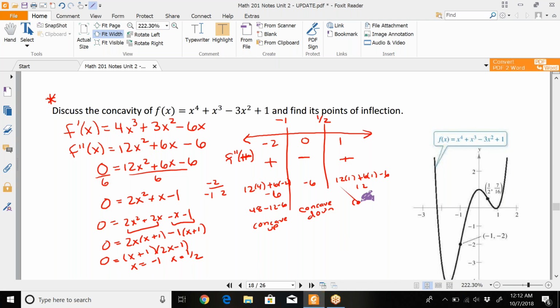So to find your actual ordered pair, remember you put the value into the original function. So that is going to be 1 minus 1, so that's 0. That's going to be -3 plus 1, so that's -2. And if you notice, that makes sense because there's that point. And so we know that -1, -2 is an inflection point. And then if we plug in 1/2, that's 1/2 to the 4th plus 1/2 to the 3rd minus 3 times 1/2 squared plus 1. If you type that all into your calculator, you get 7/16. So that is the point 1/2, 7/16. That is also a point of inflection. And you can see those are exactly what we would get on the picture of the graph as well.